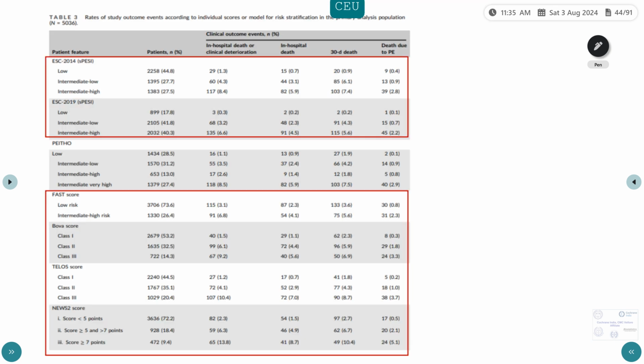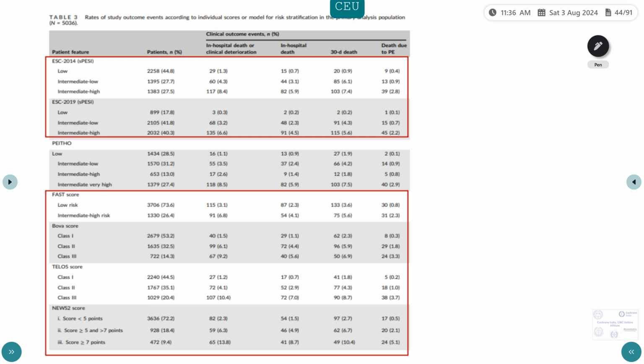Now this looked at the rate of the study outcome events. We've seen that the scores classify patients into different risk categories. So we want to see if the higher risk category had higher rates of the primary outcome, which was the in-hospital death or clinical deterioration. We can see that in the ESC scores, the FAST, BOA, all the other scores except the PICO score, when the risk stratification increased, the percentage of people who developed the primary outcome also increased. So from 1.3 to 8.4, 0.3 to 6.6, and in the other studies as well, except for the PICO study. All the other scores had a higher population of patients having the primary outcome as their risk stratification went to the higher range.